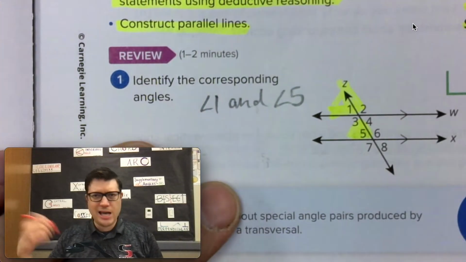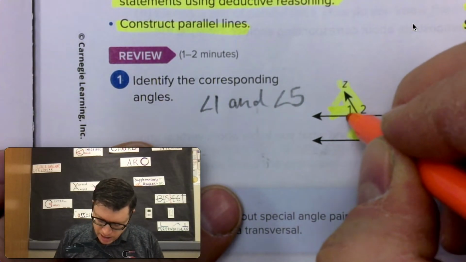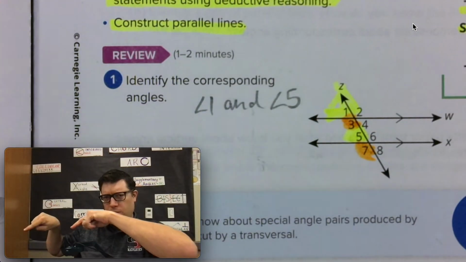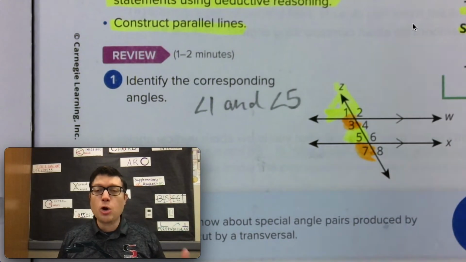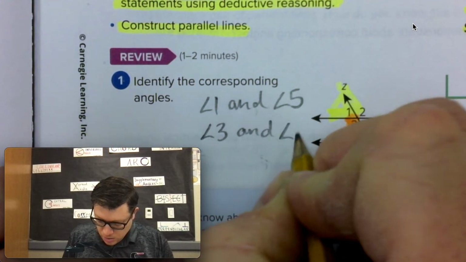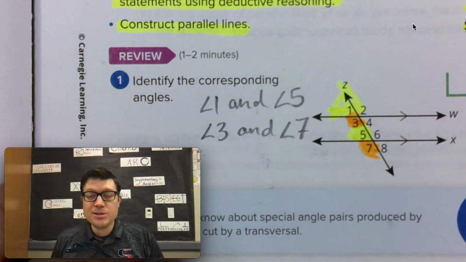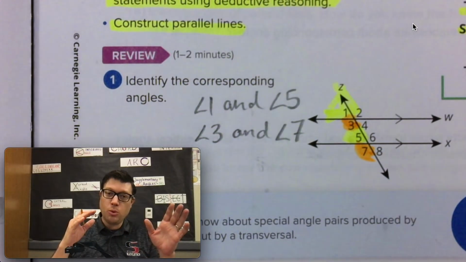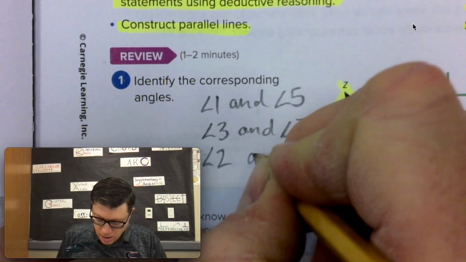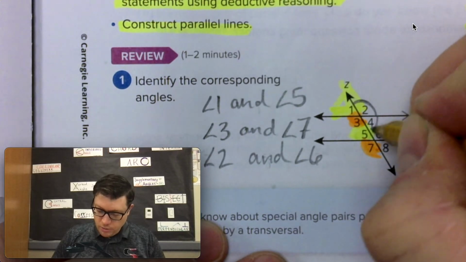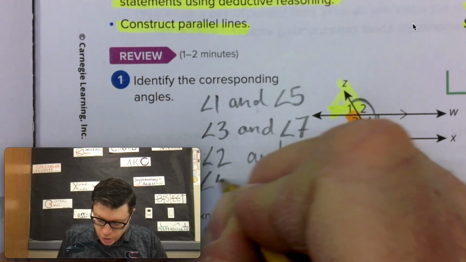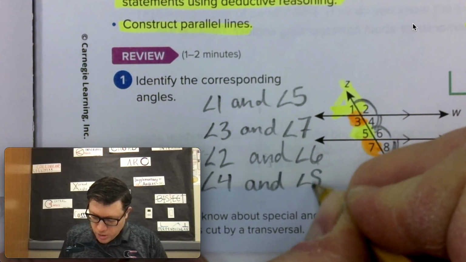Let me stay in the same location of the graph. Let's go angle 3 and angle 7. They both open down and to the left, and for that reason, they are corresponding angles. That means there are only 2 more pairs. We did all of the ones on the left side of the line. So we have angle 2 and angle 6, they open the same way, and we have angle 4 and angle 8 as angles that open the same way. Those are the 4 pairs of corresponding angles.